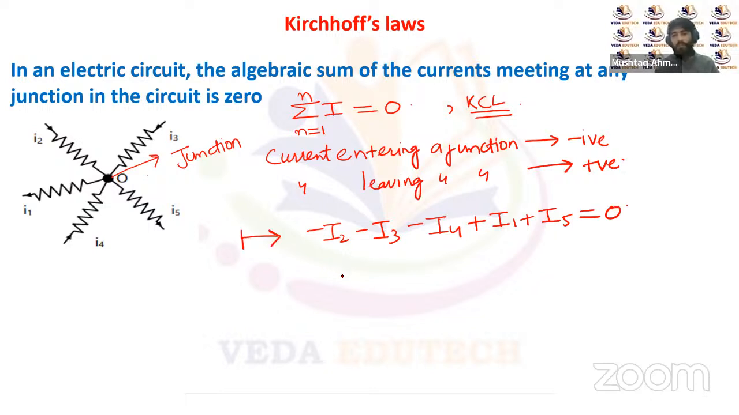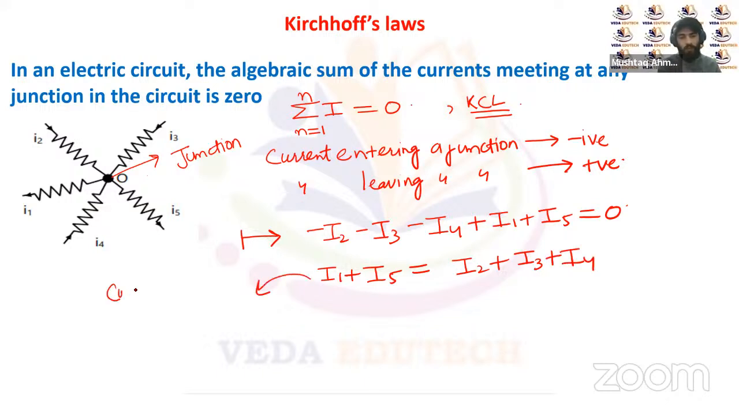Or we can say that the current entering is actually I2, I3, I4, and the current leaving is I1 plus I5, right? So I1 plus I5 is equal to I2 plus I3 plus I4, right? So what are I1 and I5? They are the currents leaving a junction, right?